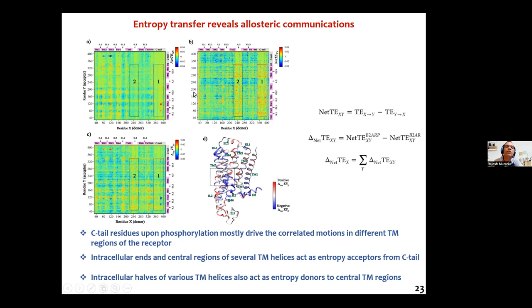And here, this is the unphosphorylated receptor, this is the phosphorylated receptor. What we found is that the C-tail, you can see the red color, that means the C-tail residues are actually acting as an entropy source throughout the transmembrane core of the receptor. And also we found that the intracellular part of TM5, TM6, and the connecting loop IL3 are also acting as an entropy source for the rest of the transmembrane domain of the receptor. And this is the difference between these two. And we have also plotted it as a heat map here. I'm not going into the detail.